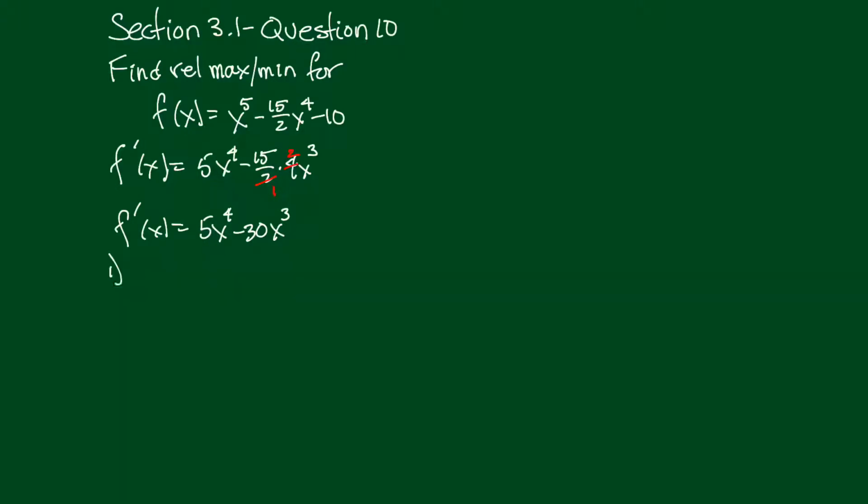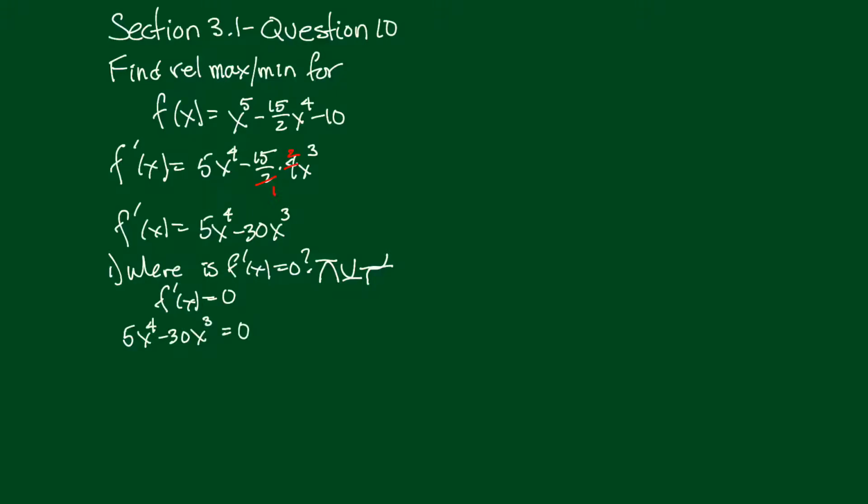And our first question, of course, is where is f prime of x equal to 0? And that gives us smooth maxes, smooth mins, or these terrace points. We just have to use the first derivative test to find out which one we're going to get. So f prime of x equals 0. So f prime, we decided, was 5x to the fourth minus 30x cubed. Put that equal to 0.